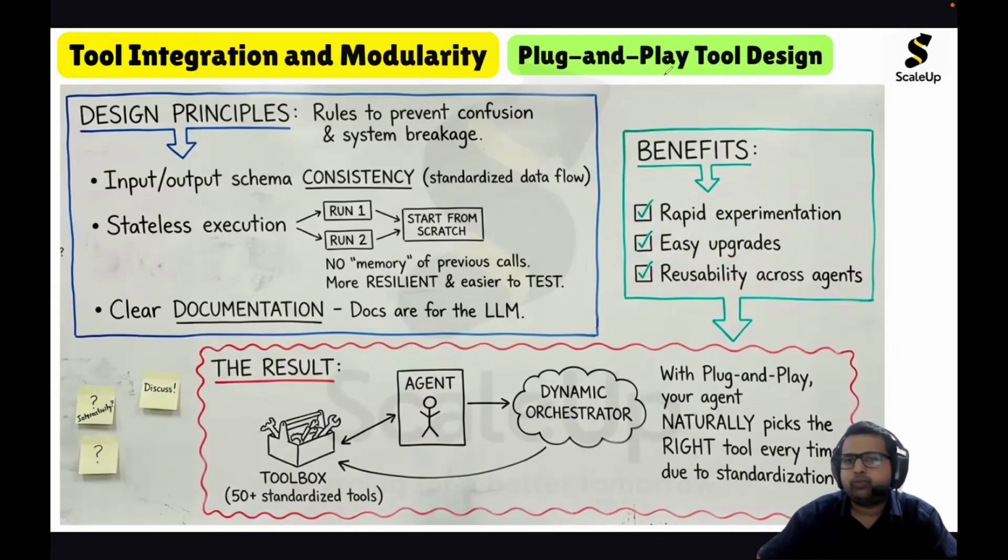With plug and play tool design, what result can we achieve? Let us look at the result we can achieve if we use plug and play tool design. With plug and play design, your agent becomes a dynamic orchestrator. And what it means, let us see.